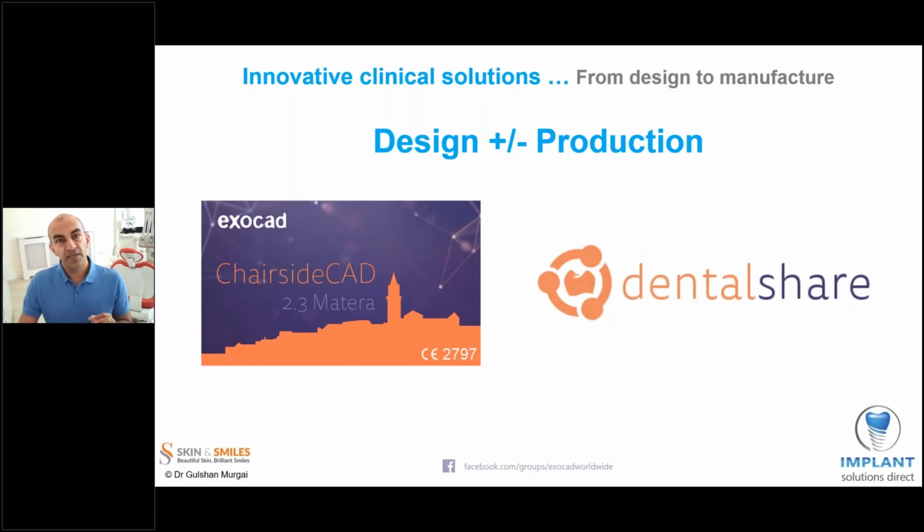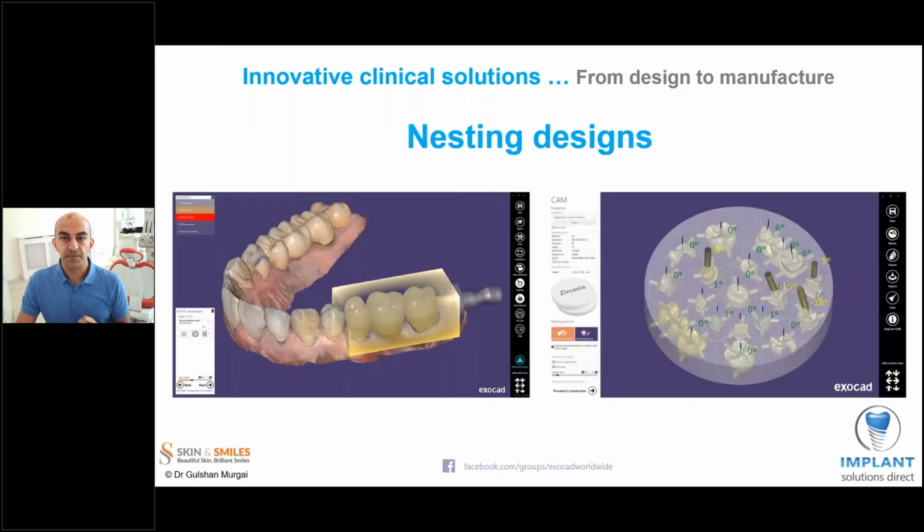So we have a platform within ChairsideCAD called Dental Share, where the reseller would invite the end user to be able to use that platform and very quickly and easily share their designs and their workflows with colleagues, with other members of the Dental Share platform, as well as laboratories.